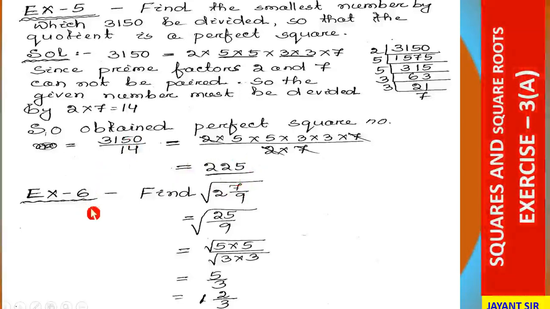Children, next come to example 6. Find the square root of 2 whole 7 by 9. 9 twos are 18 plus 7 is 25 by 9, making it an improper fraction. Now the whole root over: 25 root over and 9 root over also. 25 can be written as 5 into 5. 9 can be written as 3 into 3. From these two 5s take one 5, from these two 3s take one 3, equal to 5 by 3, making it a mixed fraction equal to 1 whole 2 by 3.